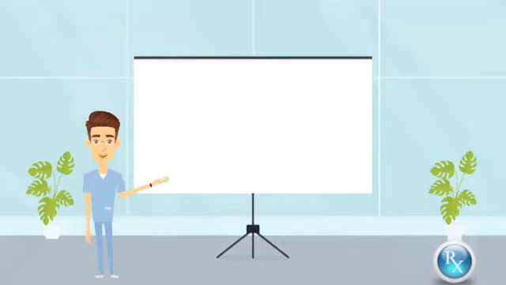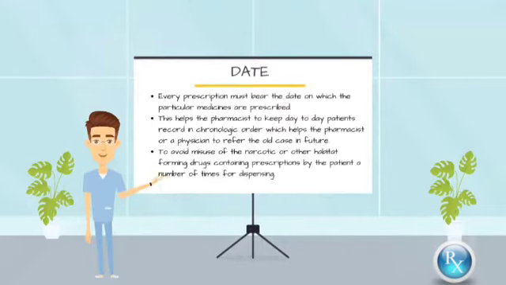We'll start with date. Every prescription must bear the date on which the particular medicines are prescribed. This helps the pharmacist to keep day-to-day patient's record in chronologic order, which helps the pharmacist or a physician to refer the old case in future. And to avoid misuse of the narcotic or other habit-forming drugs, as the patient may misuse it.